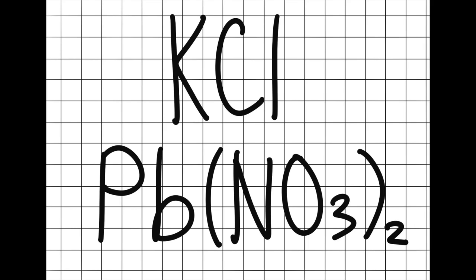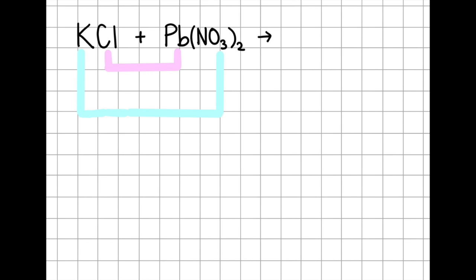In this video, we will be going over the double replacement reaction of potassium chloride and lead nitrate. In this scenario, the potassium will come together with the nitrate, and the lead will come together with the chlorine. But, before putting the products together, we must determine the ions in this reaction.